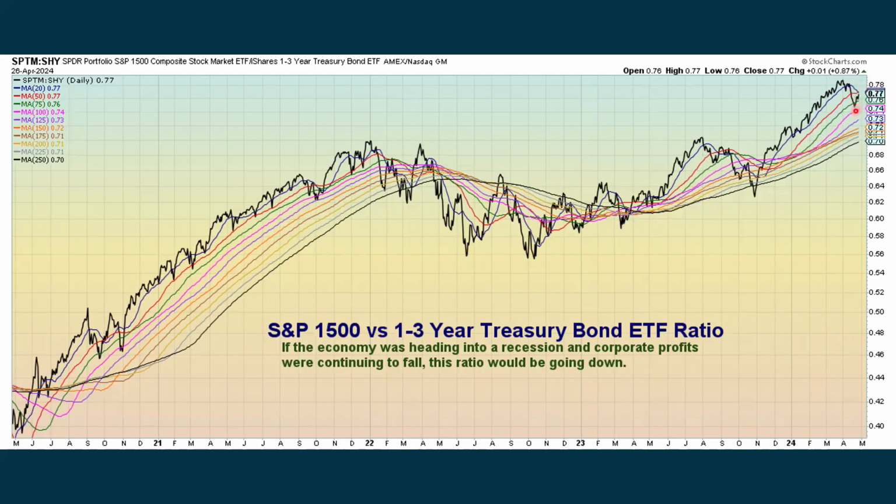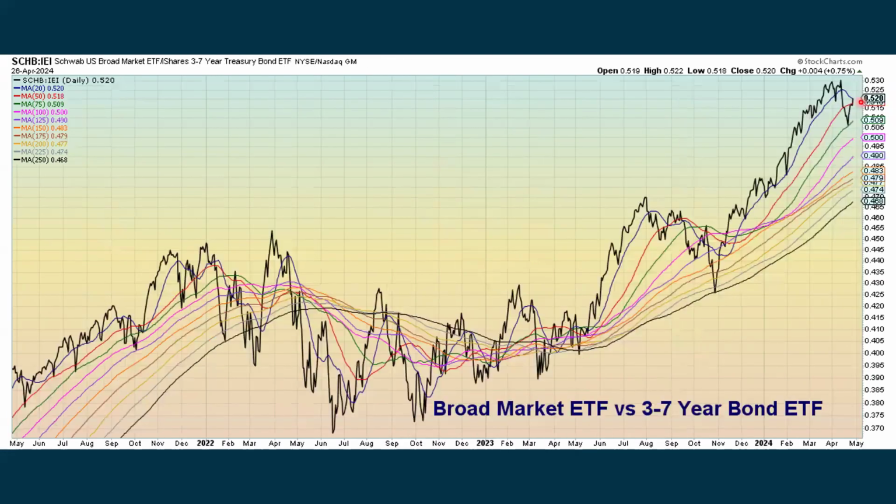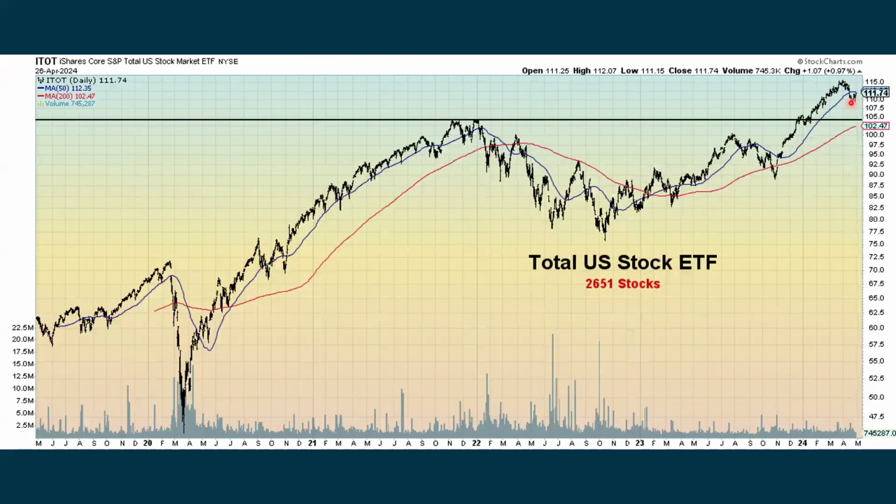Also seeing some weakness, but lately has been bouncing back up. We look at another broad market measure and compare it with bonds a little further out, based on 3 to 7 years. This shows that the broad market has been outperforming, saw some weakness, came down to this moving average, and now has been showing some improvement.